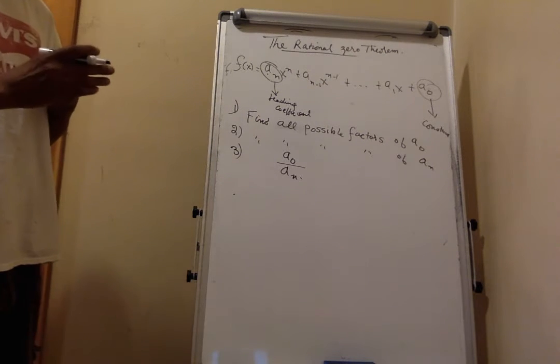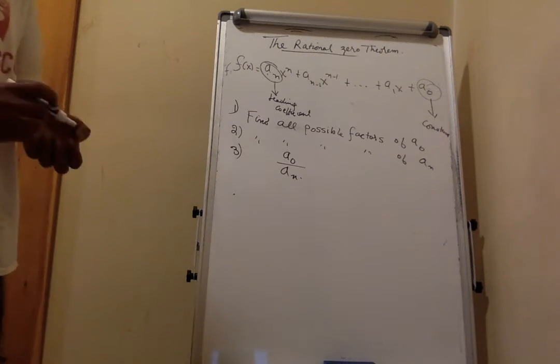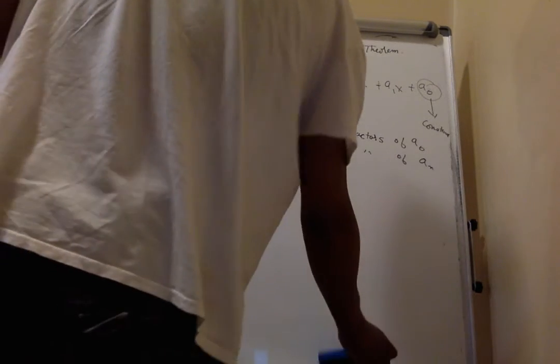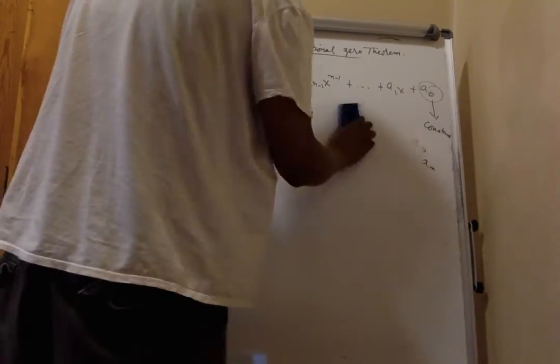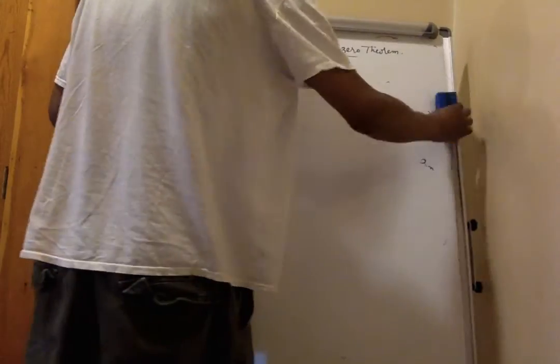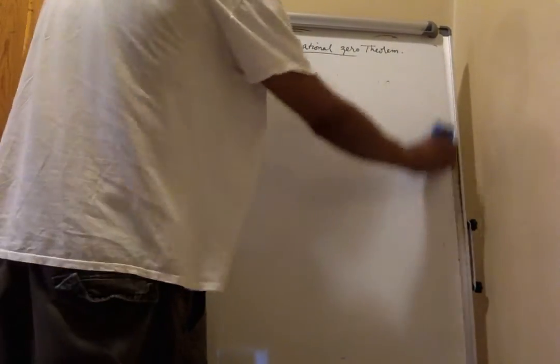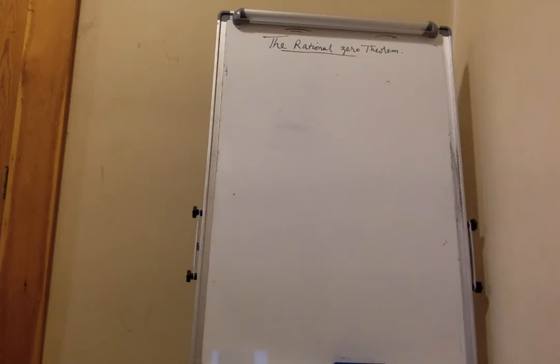I mean, this is not an exact science. This is trial and error. So you really have to work hard to see which one is which. And once you get the skill, you know instinctively which numbers would be the zero of the given polynomial equation. Let me give you one example.